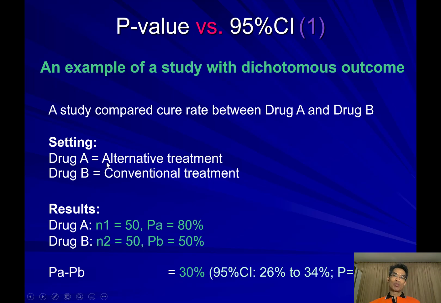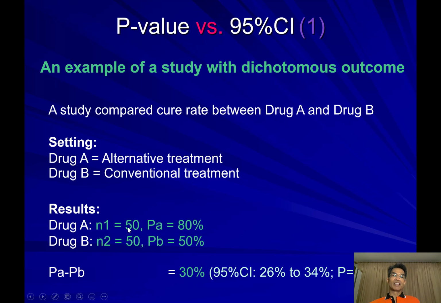Drug A is an alternative treatment proposed to be used in the place of drug B, and drug B is the base, conventional treatment. So we want to compare the efficacy of the two drugs so that we can make decisions on whether drug A can be used in the place of drug B or not.